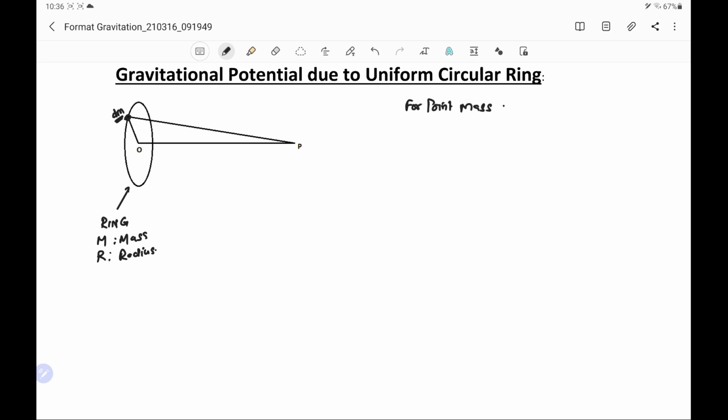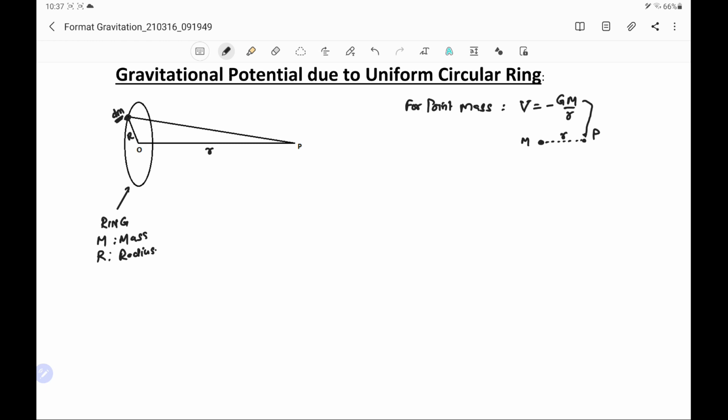For a point mass, we know the relation of gravitational potential is equal to minus GM by r, where M is the mass and the point P is at a distance r. Then gravitational potential at point P is V equal to minus GM by r due to the mass M. So we take an elementary mass, and the distance of this elementary mass from point P we have to calculate first. This is the radius of the ring, and the point P on the axis is at a distance small r from the center of the ring.